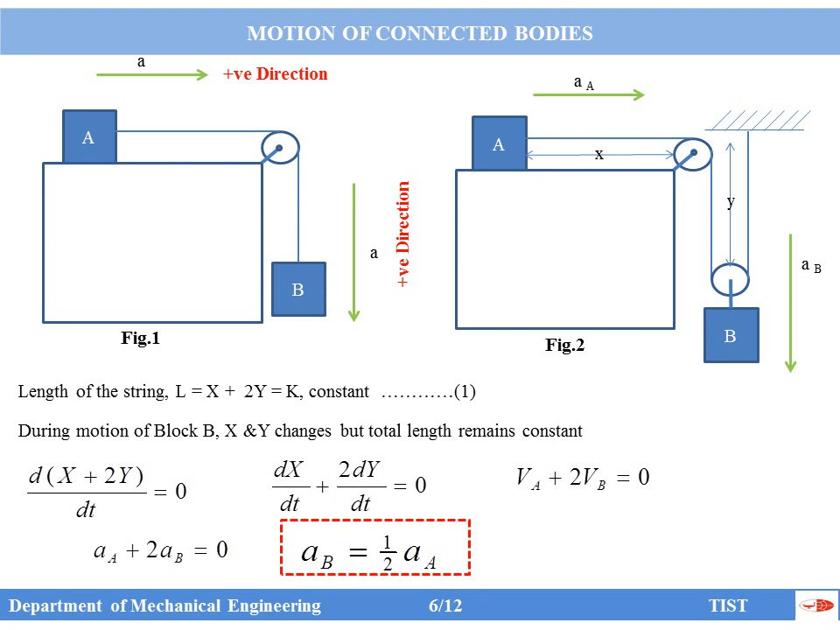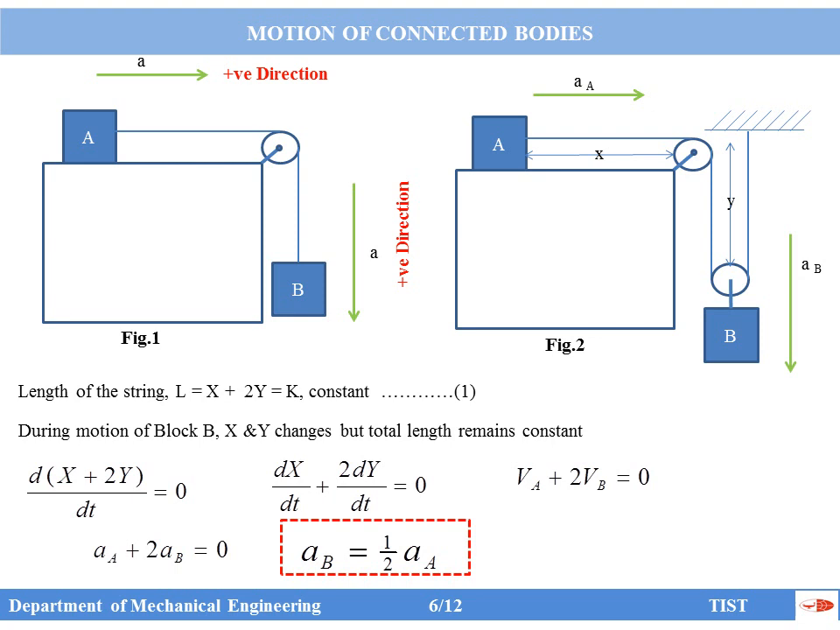Okay, so these connected body problems are asked in the university questions. So you should remember the final equation, acceleration of B equal to 1 by 2 of acceleration of A. And you should remember like this, if a body is connected with two strings, its acceleration will be a lower value compared to the block which is connected with only one string.